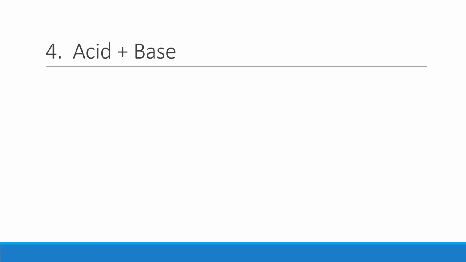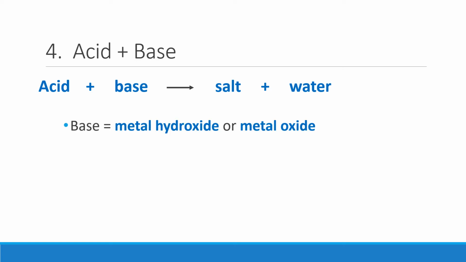Okay, last reaction, and this is the one we already talked about, is an acid plus a base. So we know this one, we're familiar with it. An acid plus a base yields a salt plus water. In this case, the base is one of 2 things. It's either a metal hydroxide or a metal oxide, and we'll do an example with both of those. This is also known as a neutralization reaction because the acid and the base kind of cancel each other out.